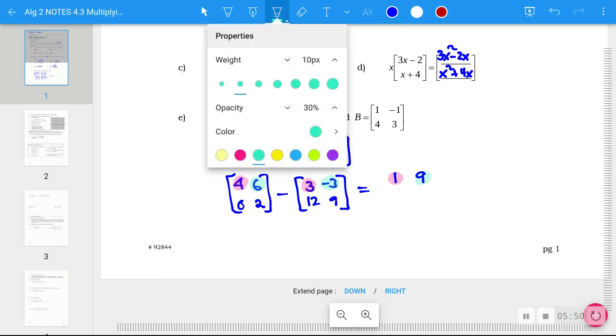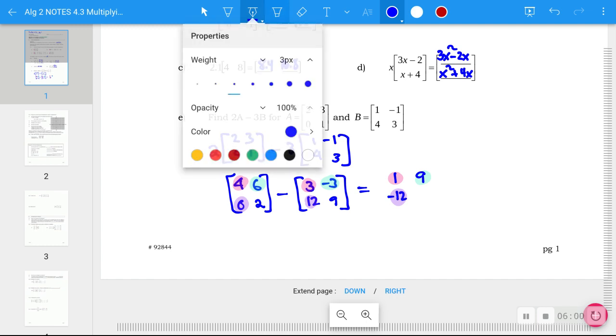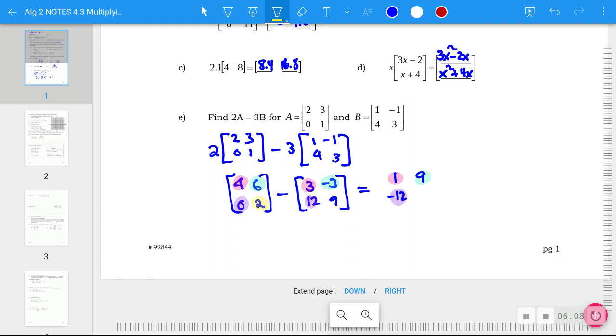All right, let me choose a purple color now. 0 minus 12 will give negative 12. And let me get another highlighter color going on here. Let's go with just a yellow. Okay, 2 minus 9 is negative 7. Don't forget the braces. They're part of the matrix notation. Okay, so that does it for page 1, and you now know, I hope, how to multiply by a scalar. We'll pick up on page 2 in the next video.